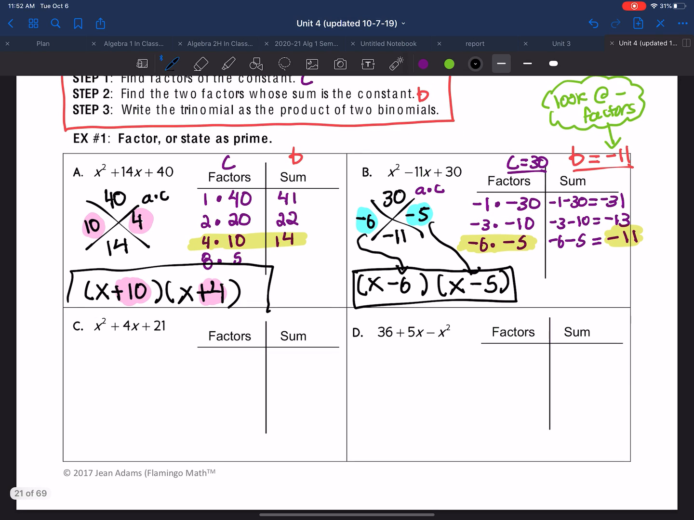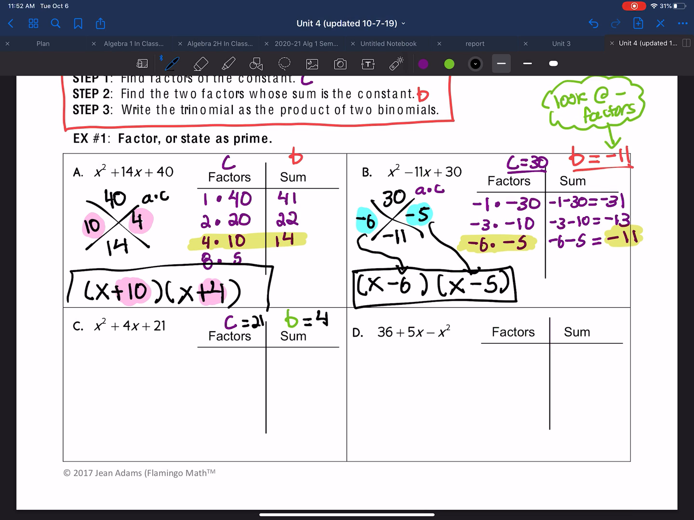All right, part C, we have x squared plus 4x plus 21. Let's look at some of the factors. So again, we're looking at the factors of C, which is 21 here. All right, so we are looking for the factors of C that add up to B. Okay, I know that C is equal to 21 in this case, and B is equal to 4 in this case. So factors of 21 that add up to 4.